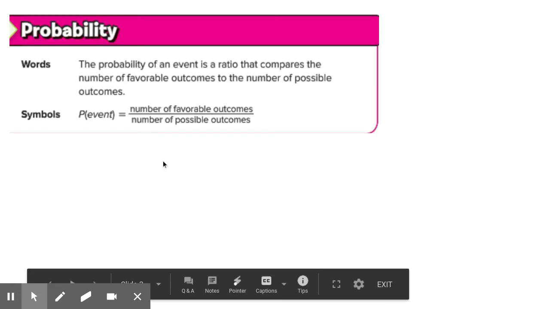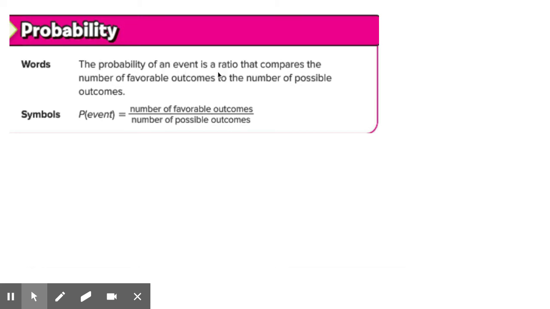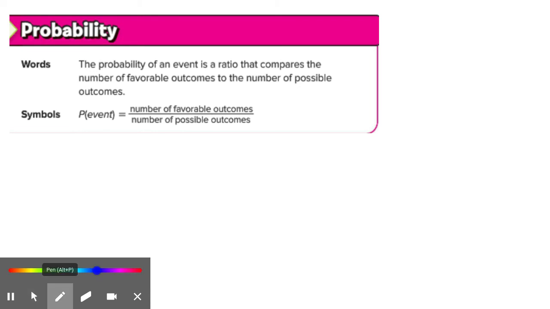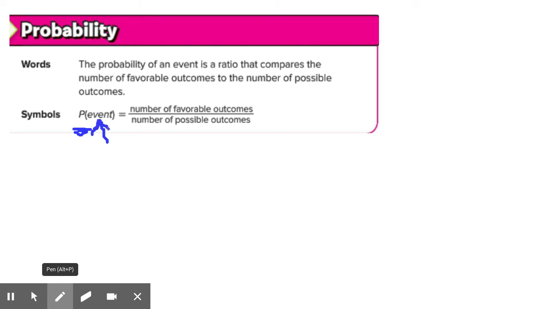All right. So the definition of probability that's in a textbook says the probability of an event is a ratio that compares the number of favorable outcomes to the number of possible outcomes. And the way that you're going to see us writing probability is P stands for probability. So this P that I have in this box here stands for probability, and the event is what we're talking about, like the probability of a coin landing on the tail. So I could have written the probability of landing on a tail.